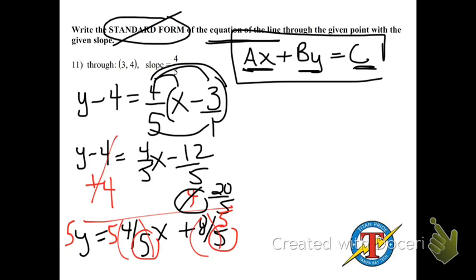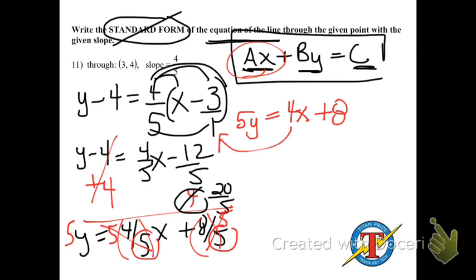So we're going to get 5y equals, here the 5's cancel and I get 4x. Here the 5's cancel and I get 8. Now I just need to move that x term to the front, so I'm going to move it to the other side or subtract 4x on both sides to get negative 4x plus 5y equals 8.